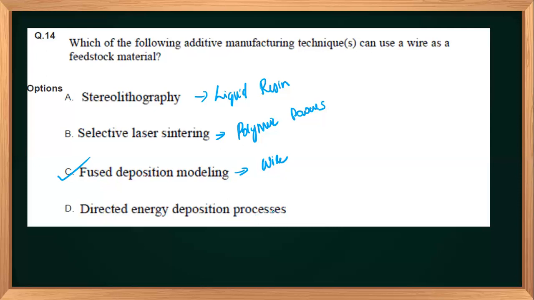So it's similar to what you can see in a welding process, but it is very much controlled, and the process parameters are also very different. So wire as a feedstock will be used for fused deposition modeling, and this will be the answer. I think most of you would be able to do that.